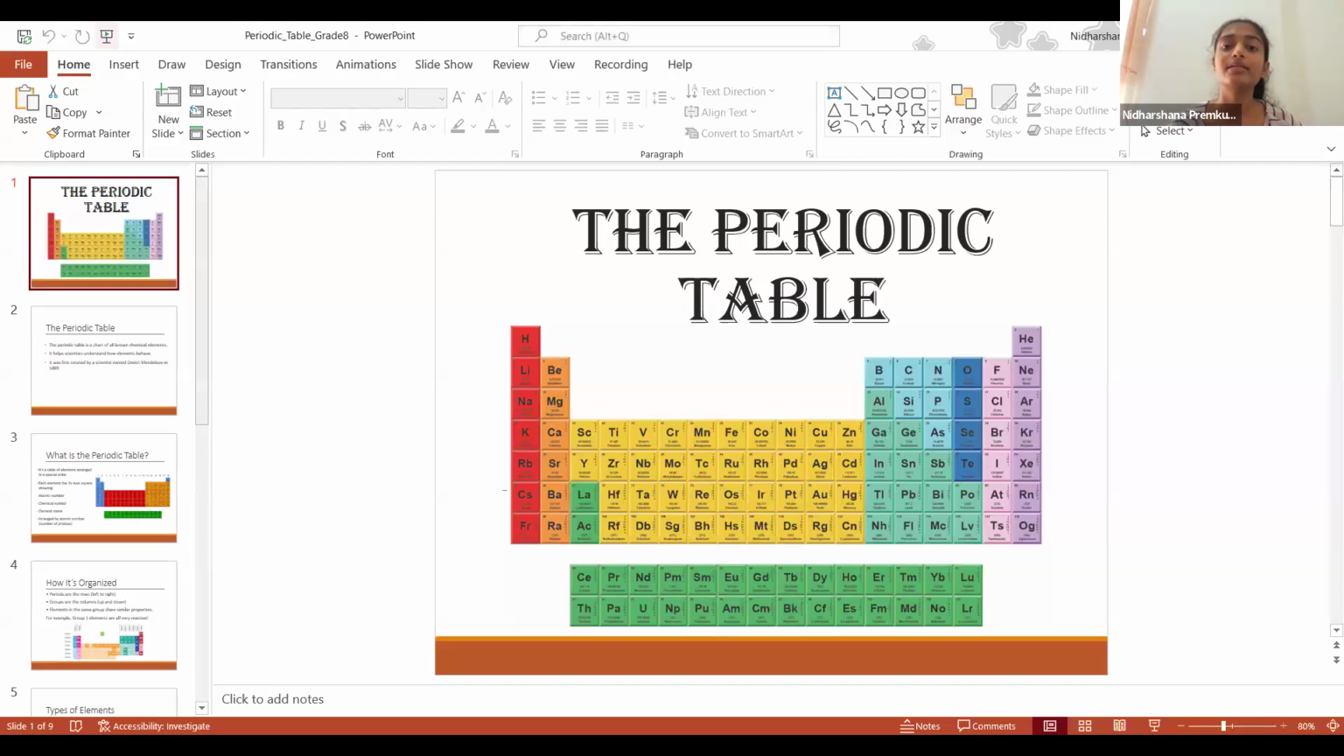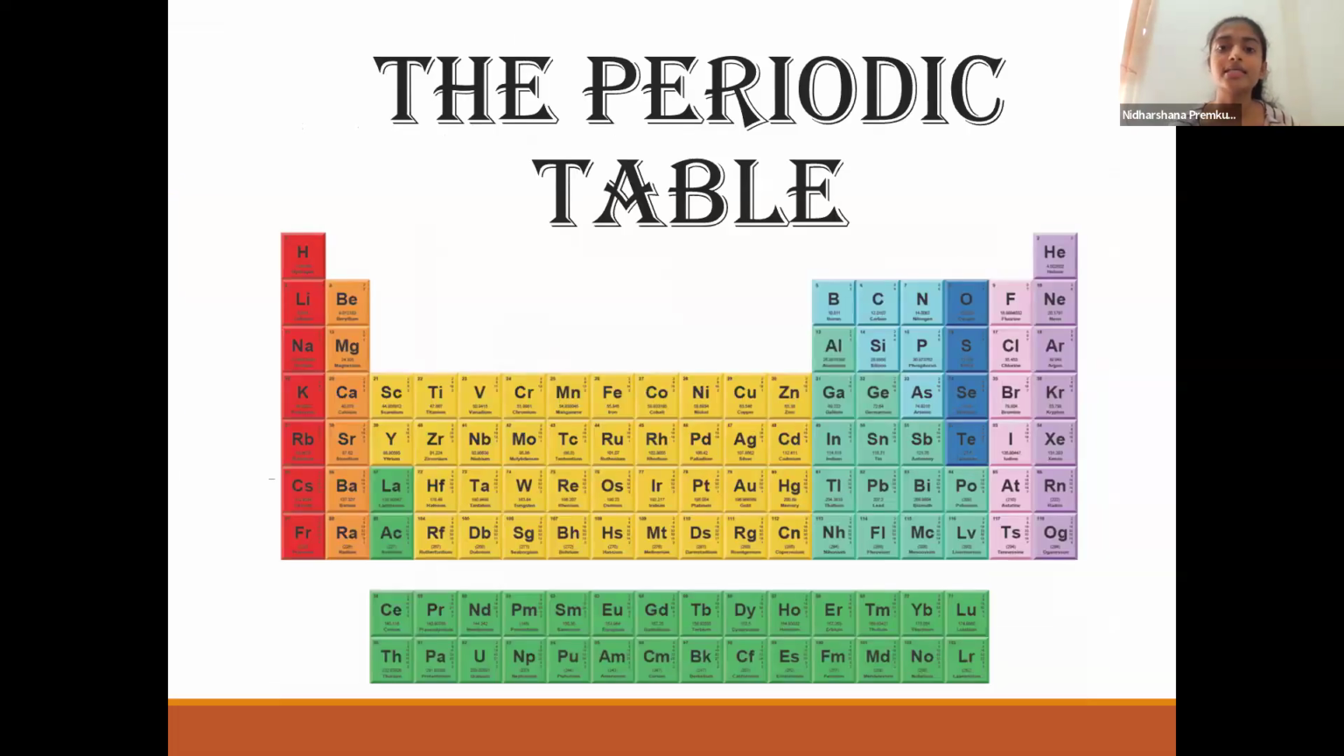Now, the periodic table is basically a table with all of the elements arranged accordingly, whichever elements have been discovered so far by scientists. Now, as you can see, it's actually color coded and it is grouped. So each of these colors represents a particular group. In this set of slides, you'll be able to know why they are grouped and color coded, what each group means, what each of these elements are, and so on.